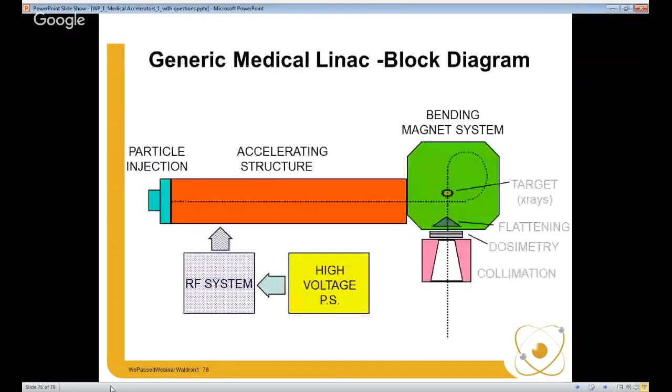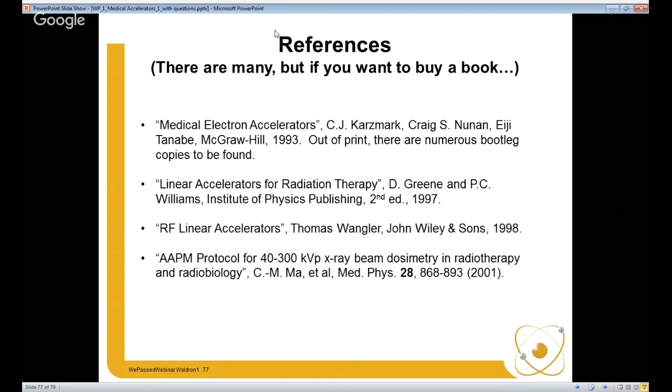All right, so that's it. You've had your tour of a generic medical LINAC, at least for the particle injection, accelerating structure, bending magnet, high voltage and RF system. We'll cover what comes after in the next lecture. I hope everybody found this interesting. Here are some excellent references.